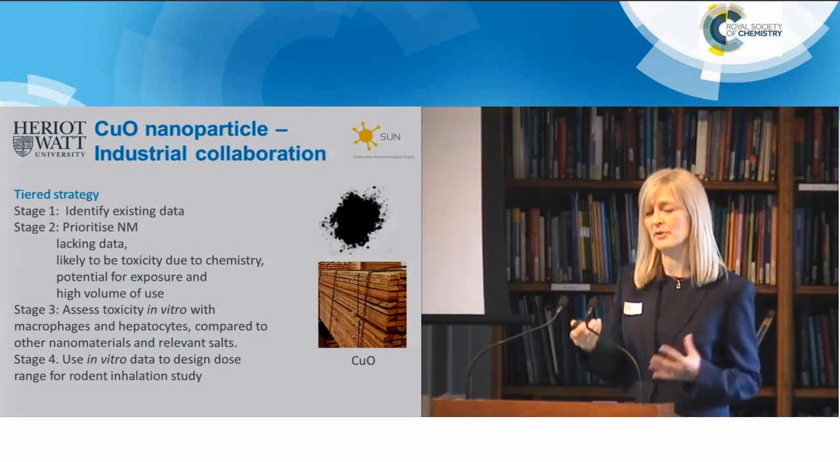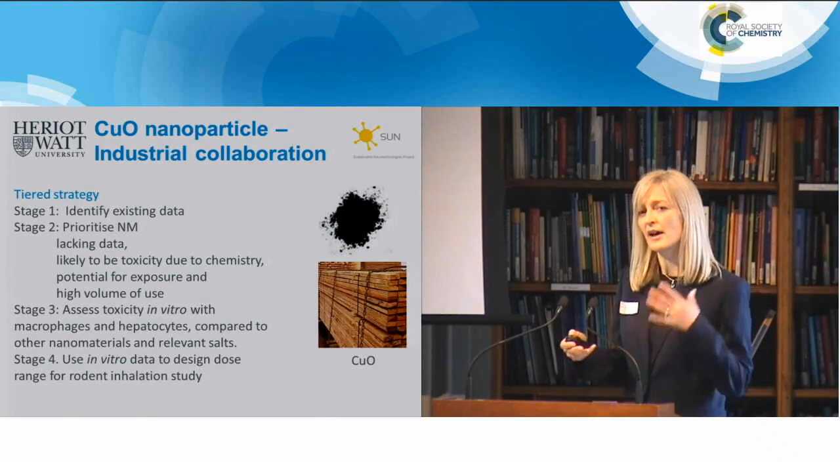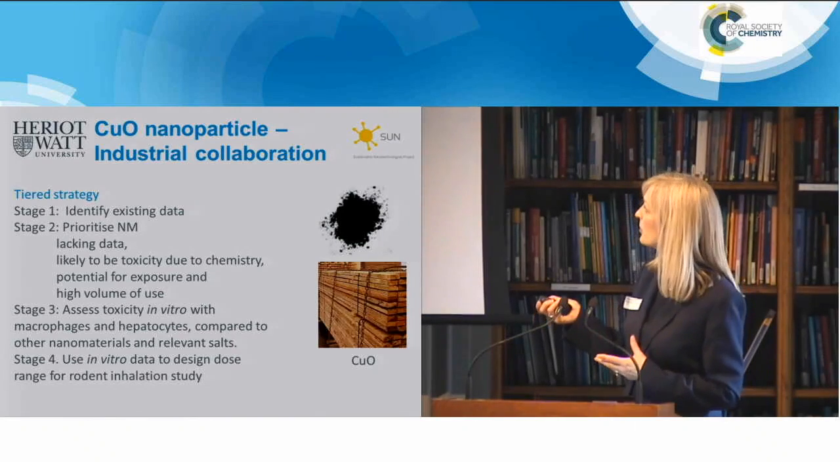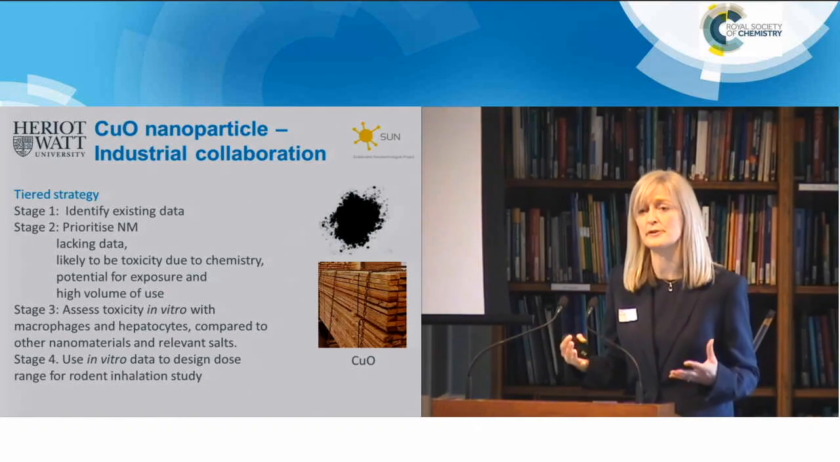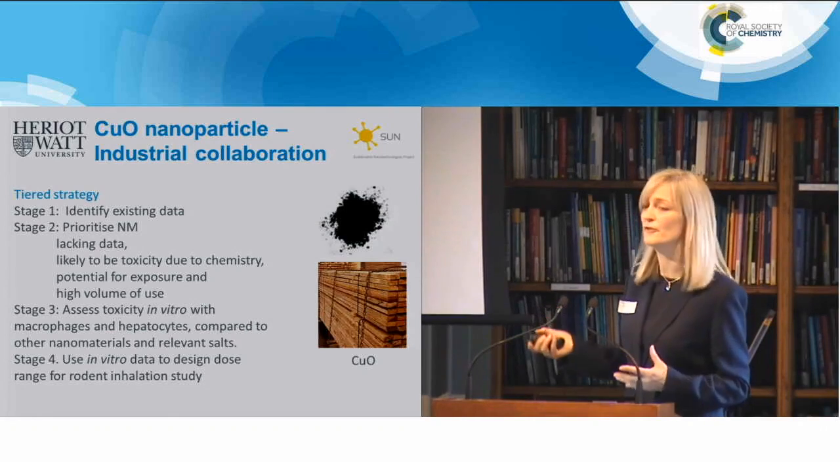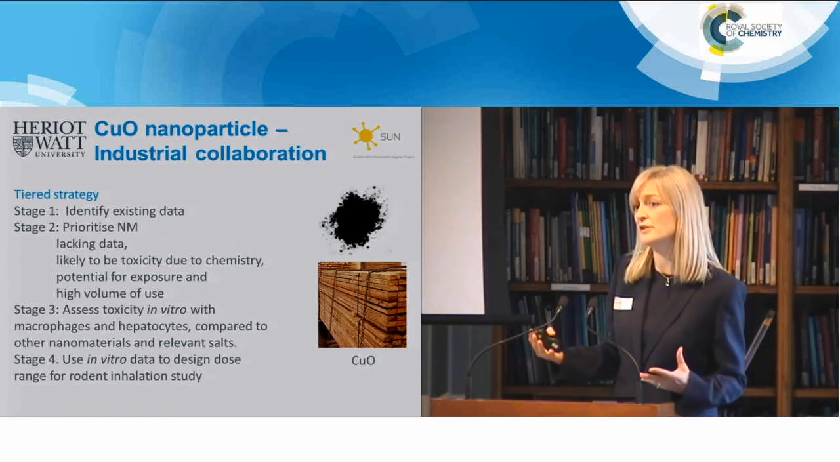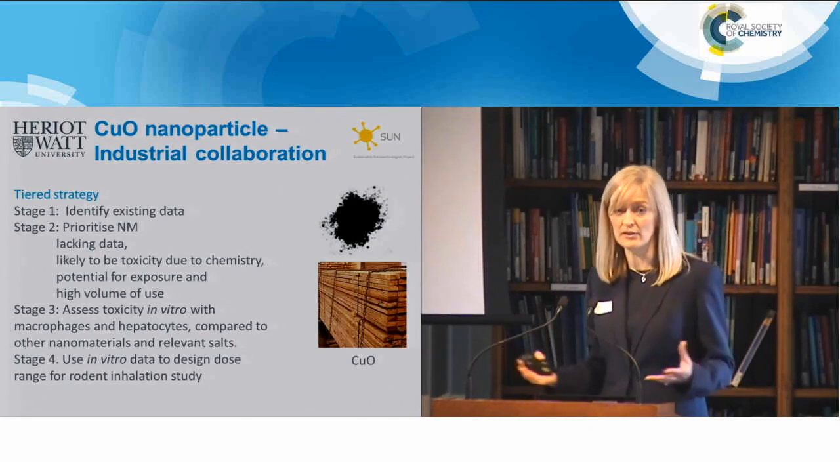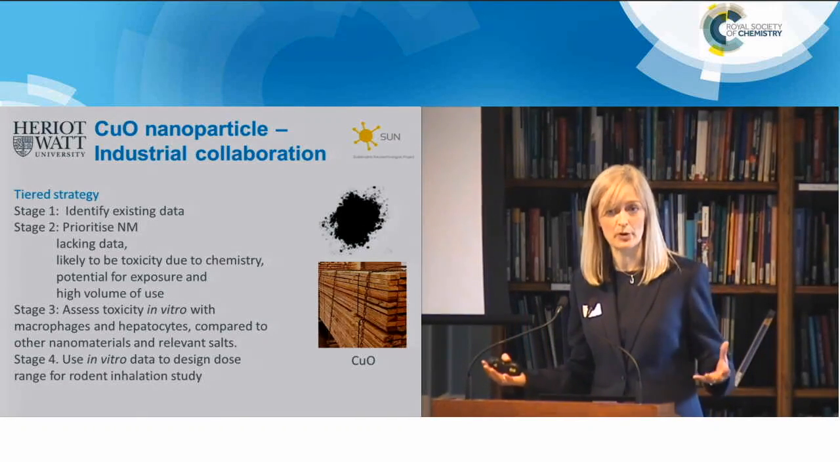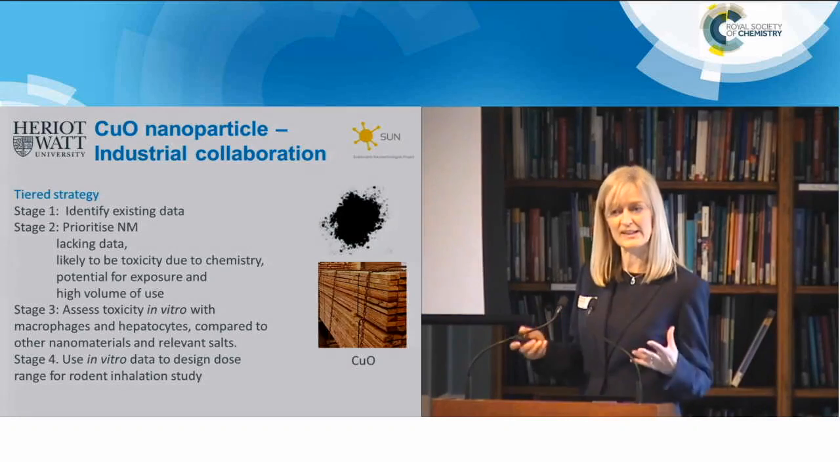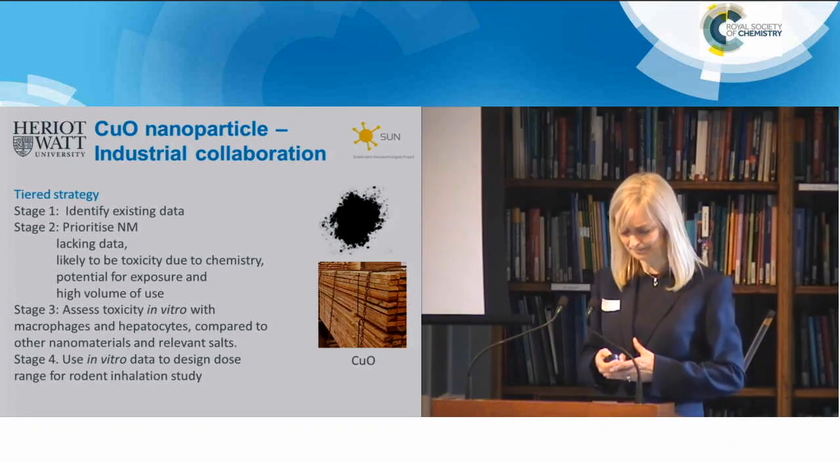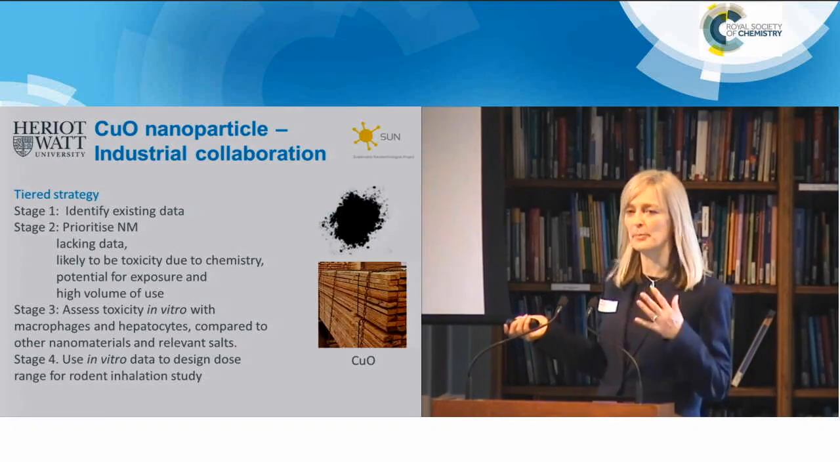We looked at their chemistry, so anything that contained a substance that was highly toxic we prioritized. We looked at their potential for exposure and the volume of use. So are they likely to come into contact with humans, and are they being used in large quantities that are going to lead to substantial numbers of people being exposed? So we prioritized them on that basis. And we came up with a couple of priorities.